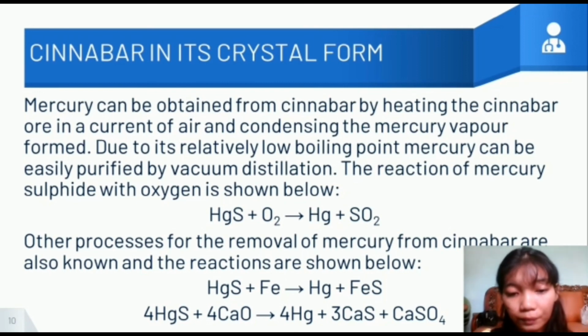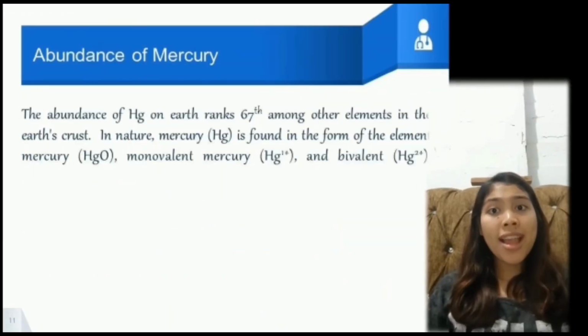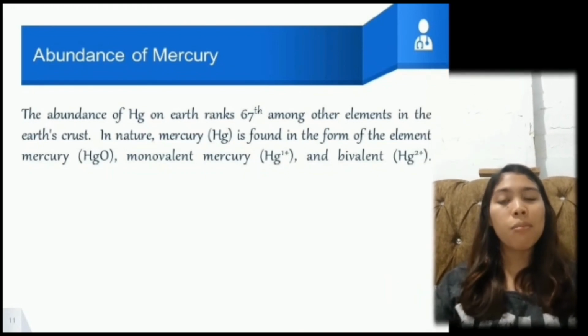Other processes for the removal of mercury from cinnabar are also known, and the reactions are shown below. HgS plus Fe reduces to Hg plus FeS. 4HgS plus 4CaO becomes 4Hg plus 3CaS plus CaSO4. And the last is abundance of mercury atau kelimpahan merkuri.